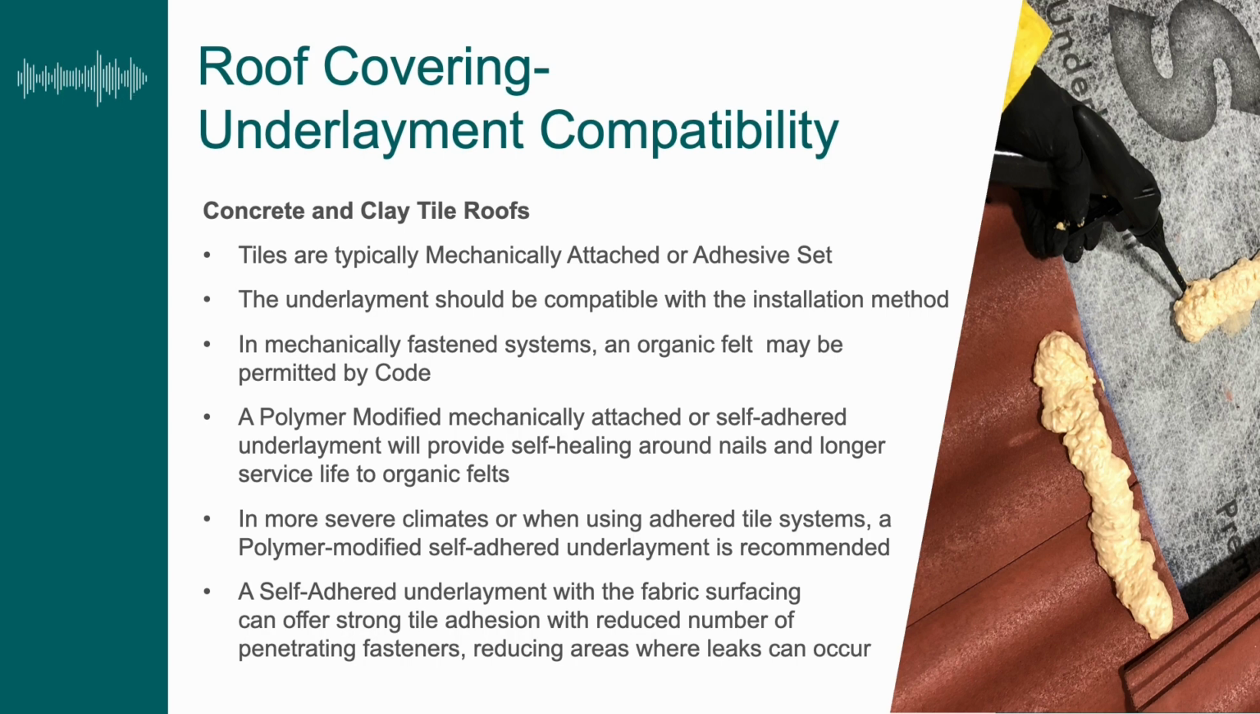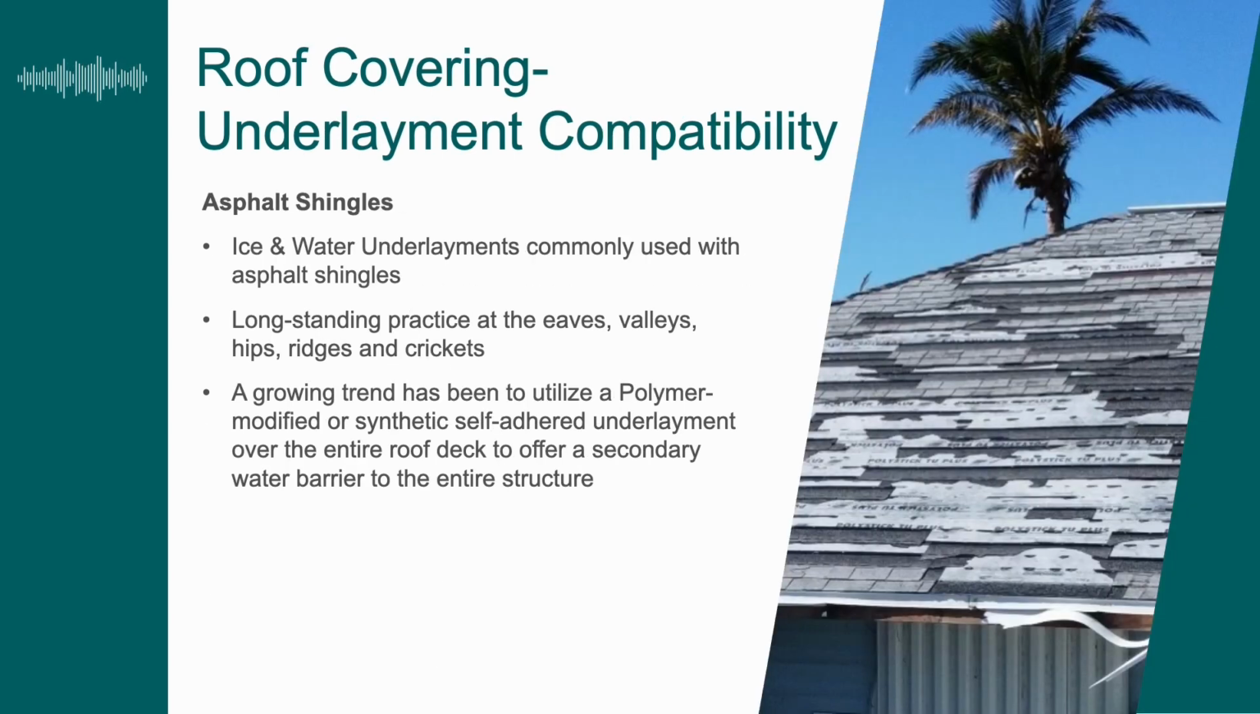For asphalt shingles, you have a variety of options for underlayments. You have everything from organic felts to synthetic underlayments. Ice and water underlayments are typically those self-adhered polymer-modified underlayments, and they're commonly used with asphalt shingles, especially in critical areas along the eaves and rakes and valleys. And then sometimes code allows for mechanically attached underlayment, like organic felt, installed in the field of the roof.